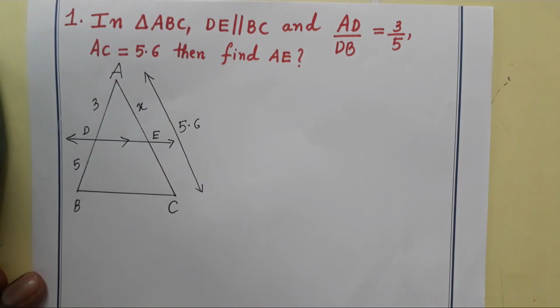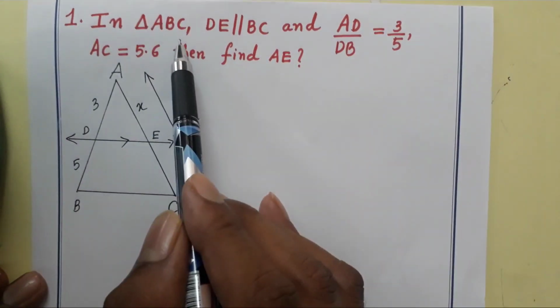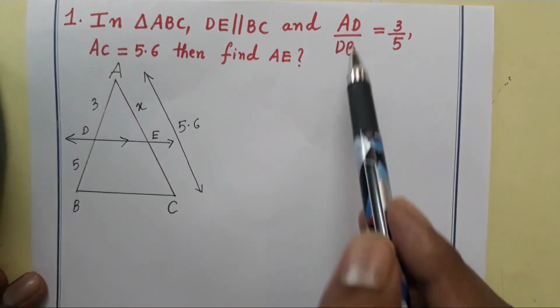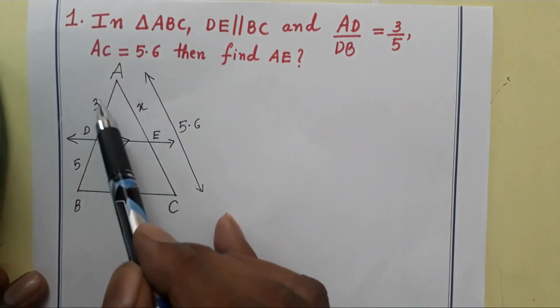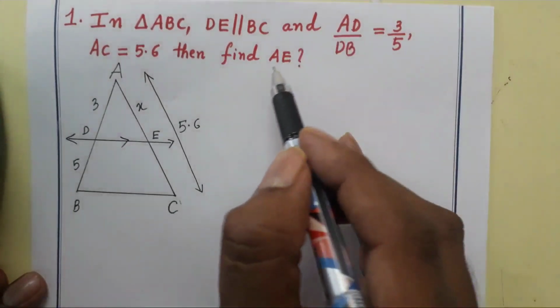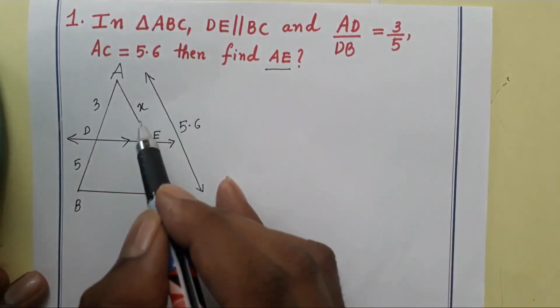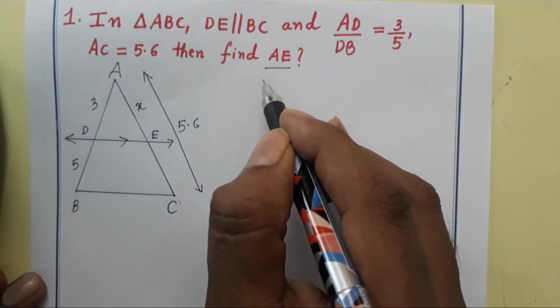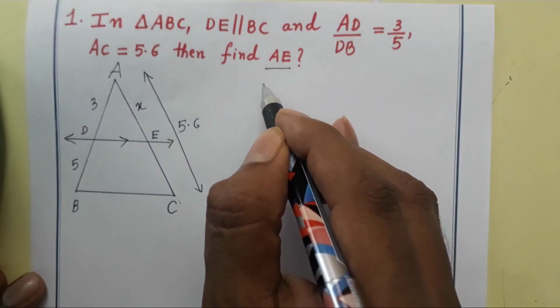Now our first rider is, in a triangle ABC, DE is parallel to BC is given. AD by DB is equal to 3 by 5. AC is equal to 5.6. They are asking to find AE. I take AE as X. Now I am going to solve this rider.